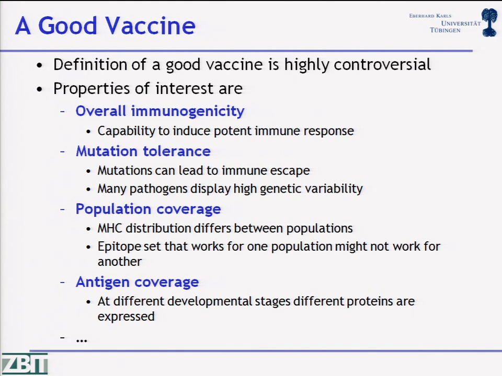And we know these allele distributions differ, so we need to target a precise population. And we also want to cover antigens. If we select epitopes that all come from the same antigen, we will have a less broad coverage of the whole pathogen. Again, that might be a problem. And there are various requirements that you can formulate and that you find in the literature about what makes a good vaccine.